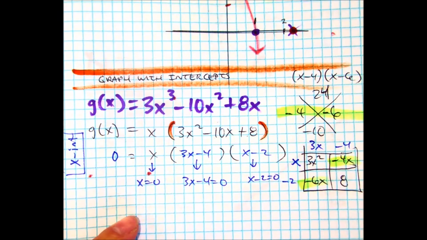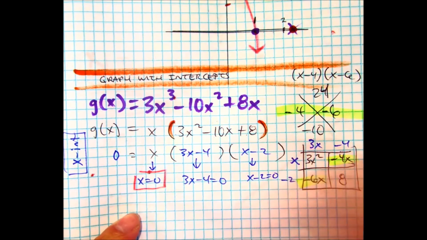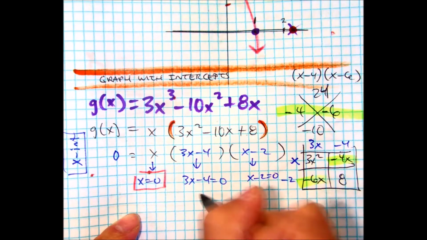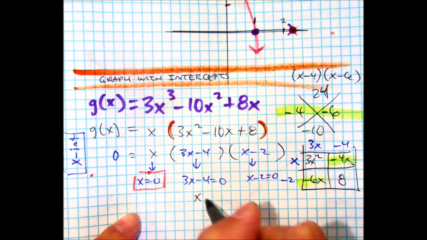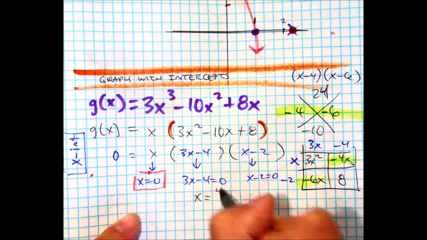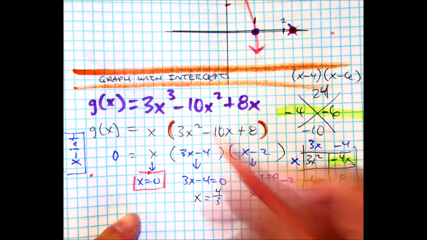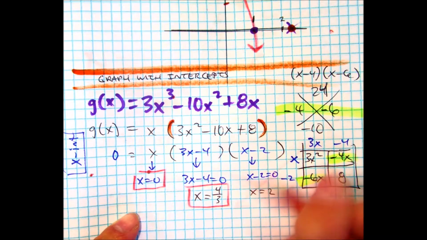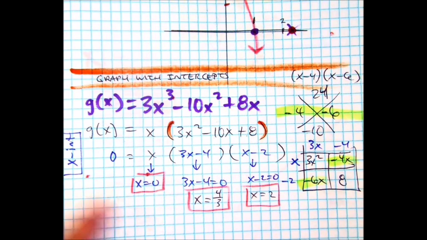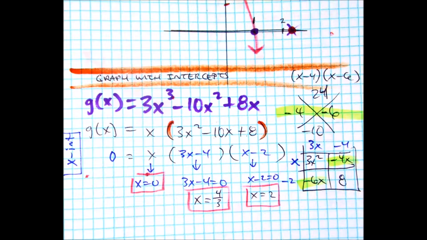So I already have a solution here. I have x equals 0. You don't have to show me the work there. X equals what? 4/3, and x equals 2. So this graph, it's going to cross my x-axis how many times? 3 times.